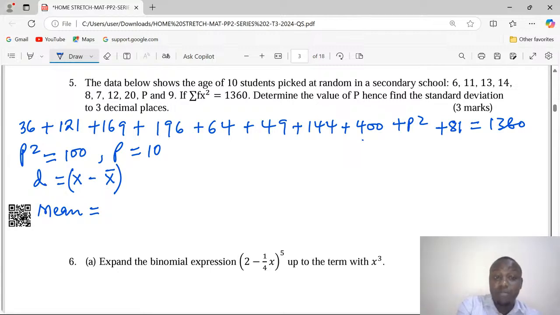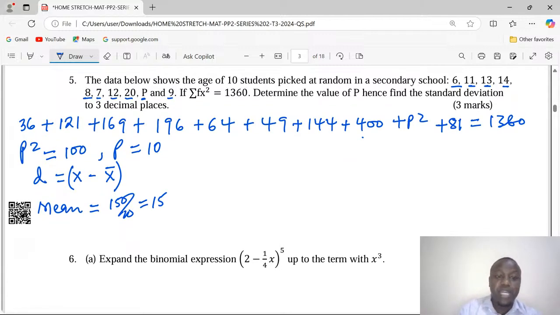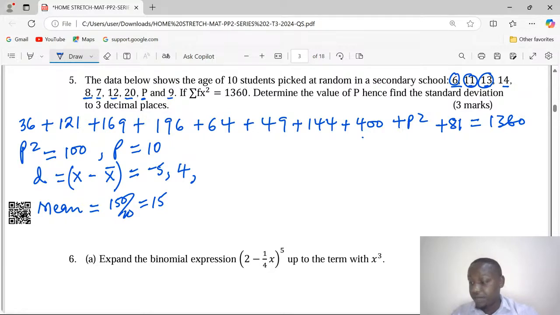When you add all of them, you add 6, 11, 13, 14, 8, 7, 12, 20, p, which is 10, plus 9, you get 150 over 10. So the mean is 15. We have to get deviations from the mean now. 6 minus mean, we get -5. 11 minus the mean of 15, we get 4. 13 minus the mean of 15.